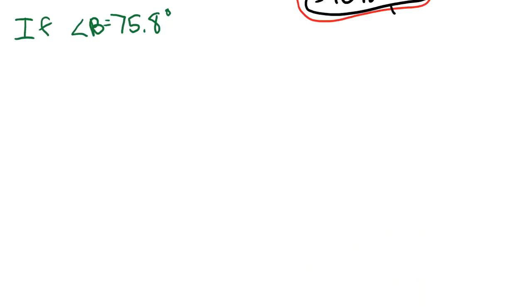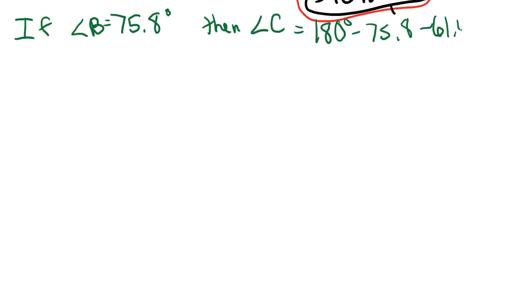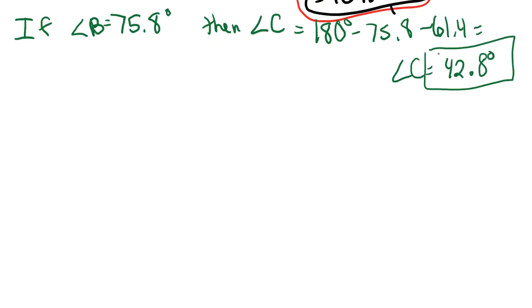I'm going to go ahead and round that to the nearest tenth since that's the other significant digit. So if angle B equals 75.8 degrees, then we can actually calculate what angle C is right away because we know a triangle is 180 degrees. So we'll subtract the 75.8 and we'll also subtract the 61.4, which was given earlier. And that's going to give us angle C, which is 42.8 degrees. So now we have all the angles.